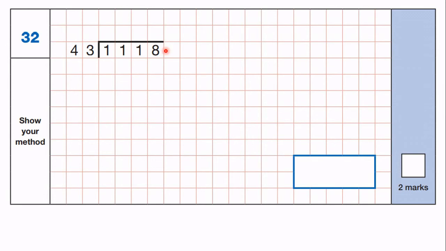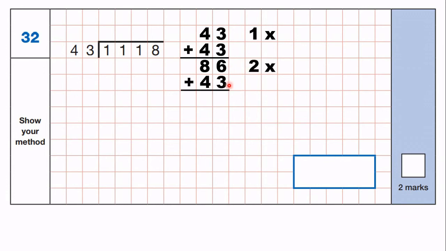Question 32. 1118 divided by 43. So we need to work out our 43 times table. 43 is 1 times 43. If we add another 43, we get 86, so that's 2 times 43. Adding another 43, we get 129, so that's 3 times.